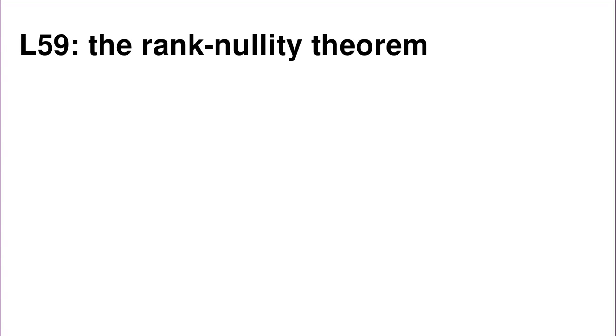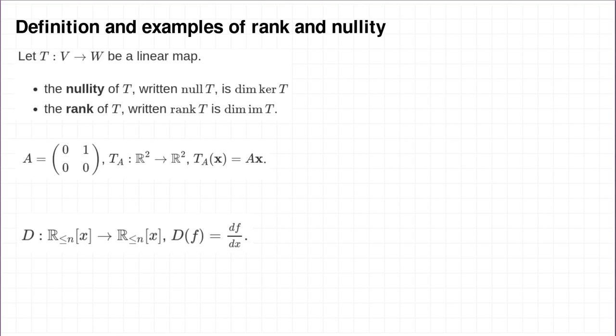In this video we're going to prove a relationship between the dimension of the kernel of a linear map and the dimension of its image, which is called the rank-nullity theorem. To begin with, here are the definitions of rank and nullity. If we begin with a linear map T from V to W, then the nullity simply means the dimension of the kernel of T, and the rank means the dimension of the image of T.